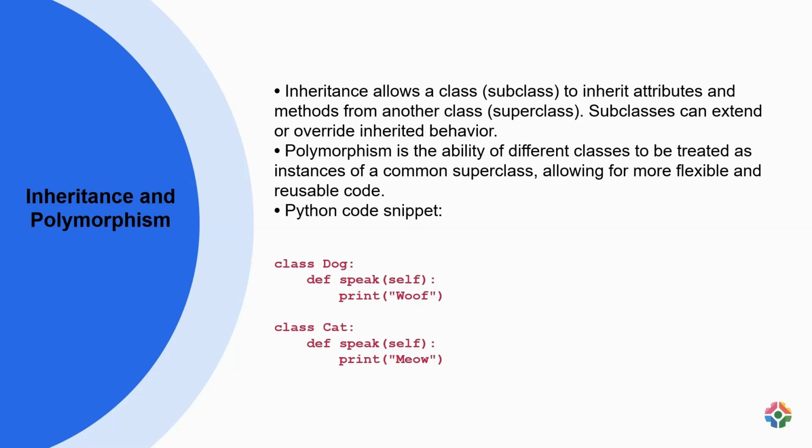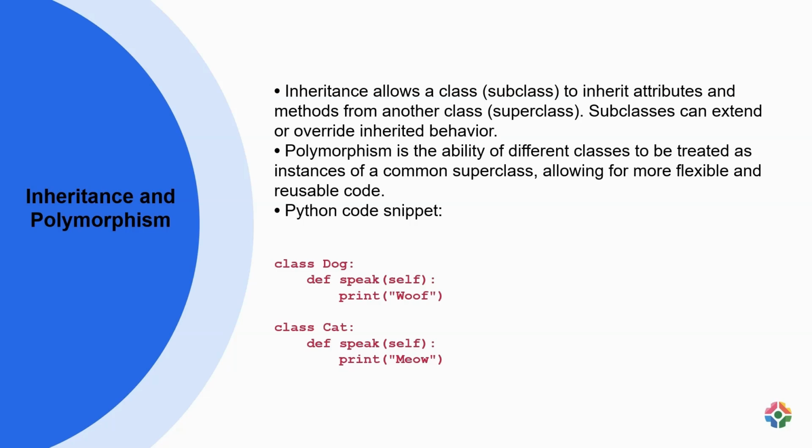Polymorphism refers to the capability of objects from different classes to be treated as instances of a shared superclass. It enhances flexibility and modularity in code. For example, a superclass animal could have subclasses such as dog, cat, and bird, with each implementing their unique behavior for a method like speak.